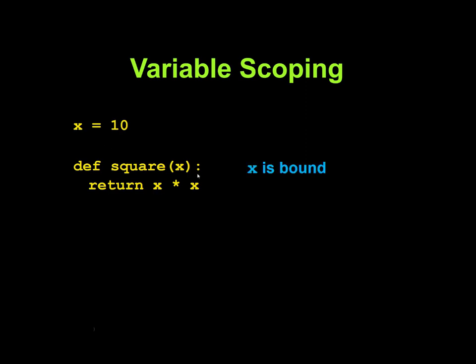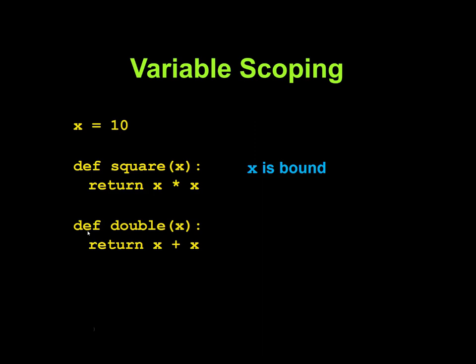Let's look at some examples. x is equal to 10. We define square x, return x star x. So what is this x? Is this x the same as this x? No, this is called a formal parameter in the function. So this x is bound within here. And so these two x's are not the same as this x.